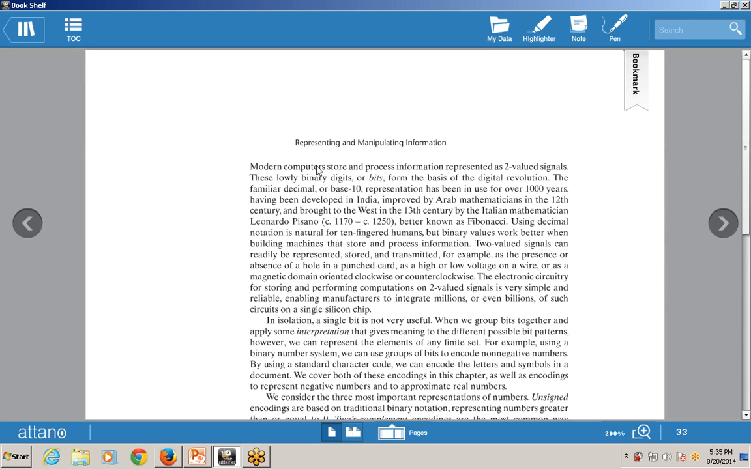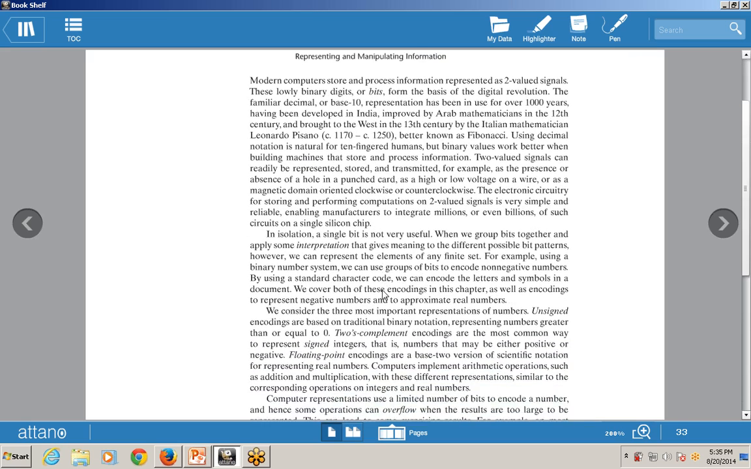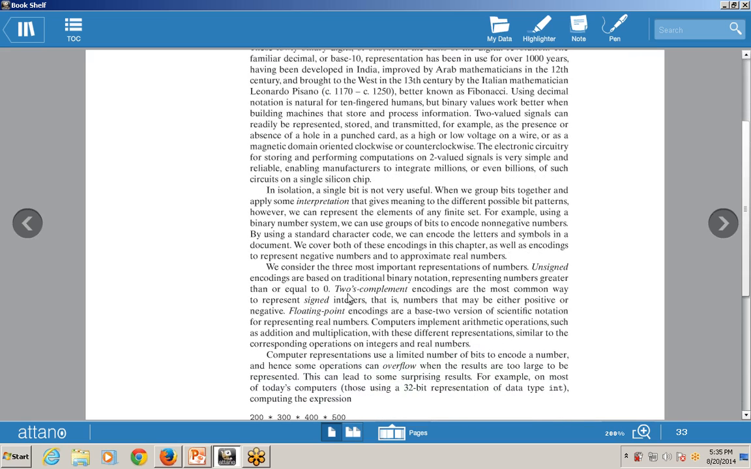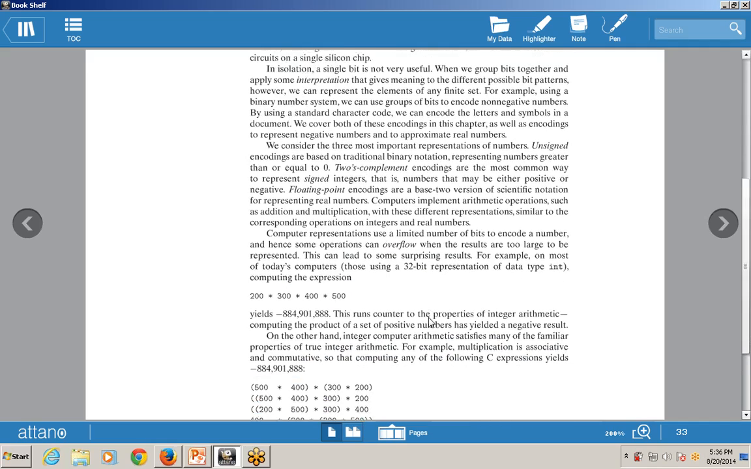This says most modern computers store and process information as a two-valued signal that is known as bits. There are multiple types of signals like decimal, binary. We can interpret the signals like a 2's complement encoding, floating point encoding, overflow.